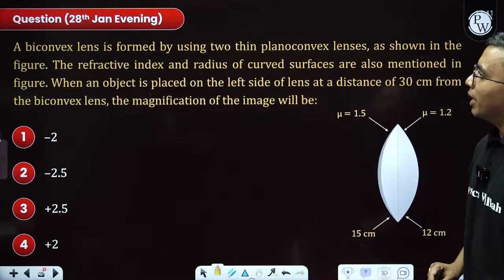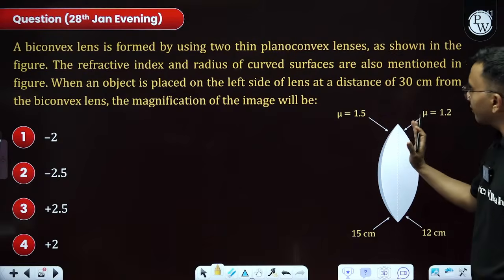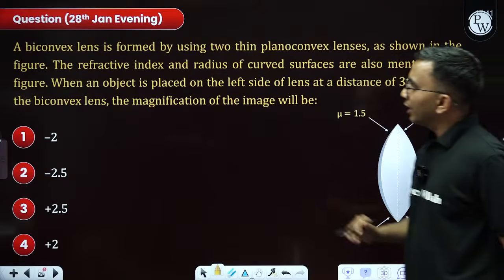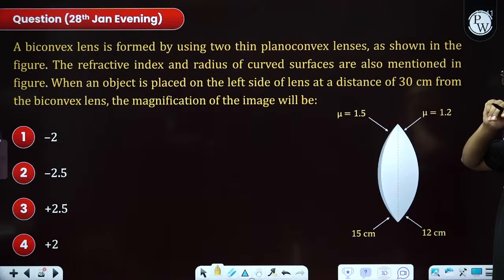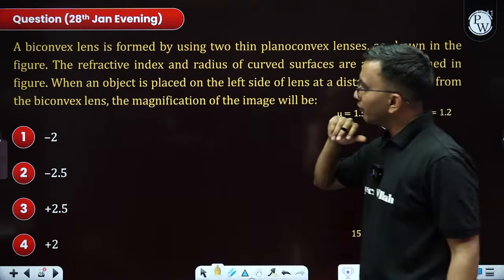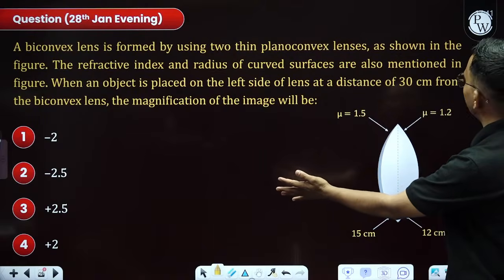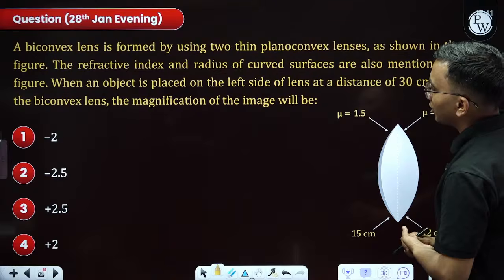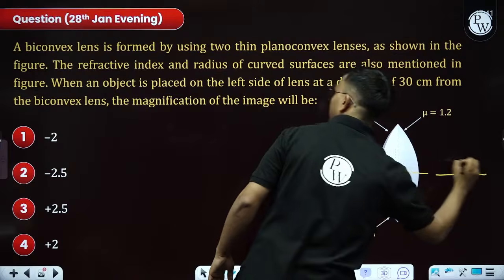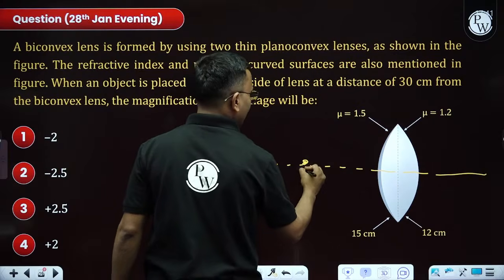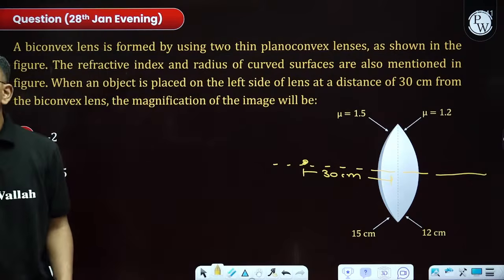Next question. A biconvex lens is formed by using two plano-convex lenses. This is one lens and this is the second lens as shown in the figure. The refractive index and radius of curvature of the curved surfaces are also mentioned in the figure. When an object is placed on the left side of the lens at a distance of 30 centimeter from the biconvex lens, the magnification of the image will be. So here the object is placed at a distance of 30 centimeter. I need magnification. So this is the lens.